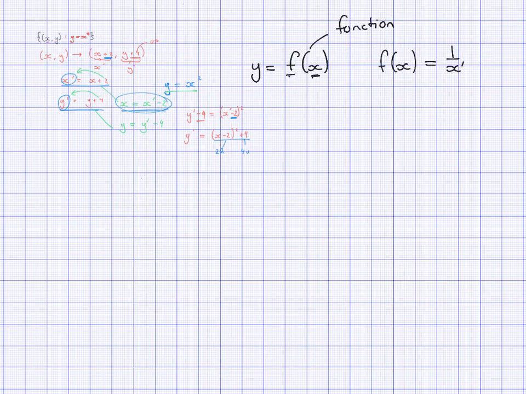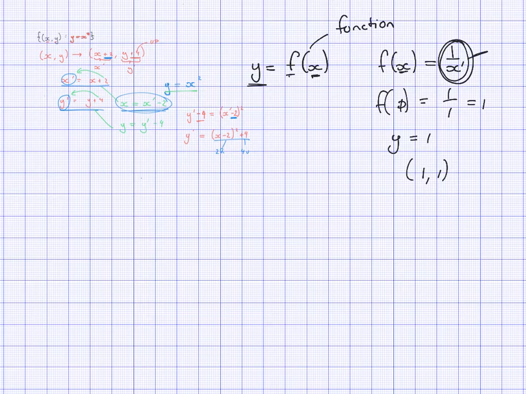All right, this means that whatever I input, I have to apply this rule to, and that becomes the y value. So if x was 1, then you'd have f of 1 equals 1 over 1, which is just 1, so y equals 1. So the coordinate point for that would be (1, 1). And we notice that is just the basic rule for a hyperbola.